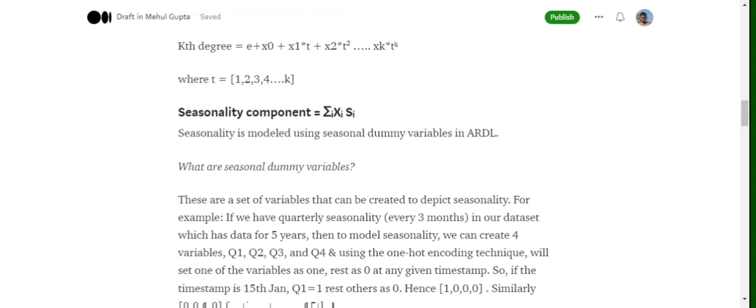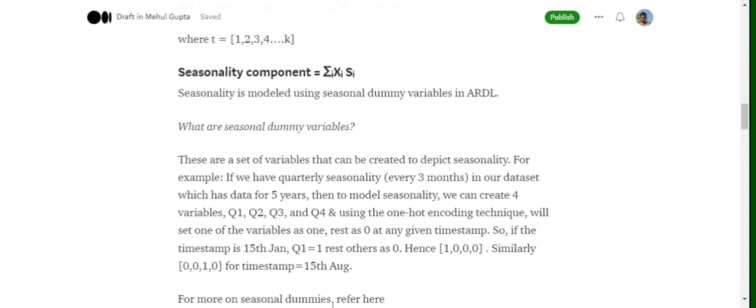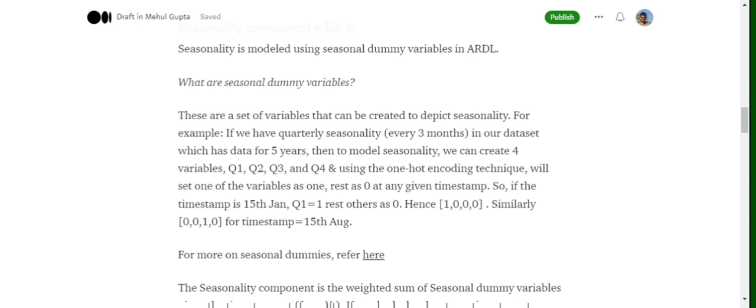If you know about one hot encoding, this is pretty similar to that. We will use an example to explain seasonal dummy variables. Suppose the seasonality is quarterly, that is the seasonality pattern is present after every 3 months. Assume that we have data for 5 years and that the seasonality present is quarterly. So we will divide this data set into 4 quarters. We will create four new variables: quarter one, quarter two, quarter three, quarter four, and given the timestamp, only one of these variables would be one and all the others would be zero.